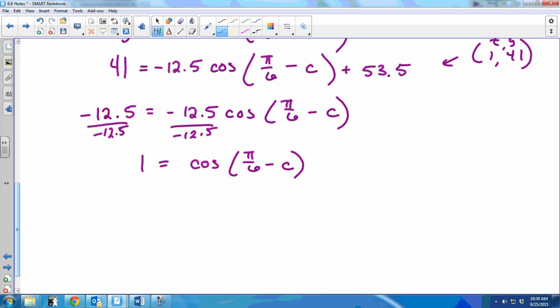I don't want to distribute the cosine because that just means I have two cosines, and that's not good news. I mean, I guess you could do cosine of pi over 6 and then go from there. You could, though, in one step, just use inverses. So you have two options. Distribute, which I think takes longer, or use inverses. So you take the inverse cosine of everything. By doing that, you take the inverse cosine of 1, which is 0, and then you're just left with pi over 6 minus c, because the inverse cosine of cosine cancels that out. So then to solve the equation, you just add c to each side.